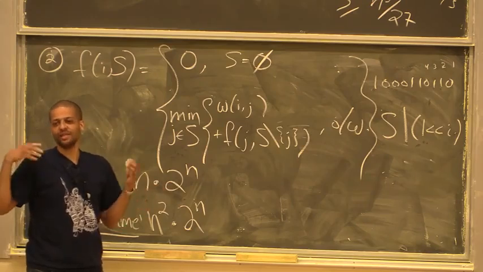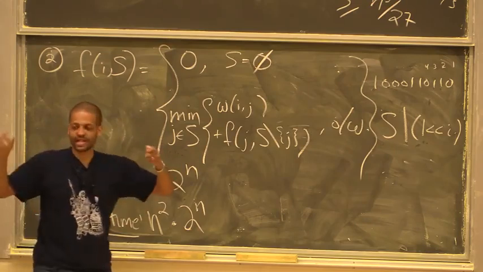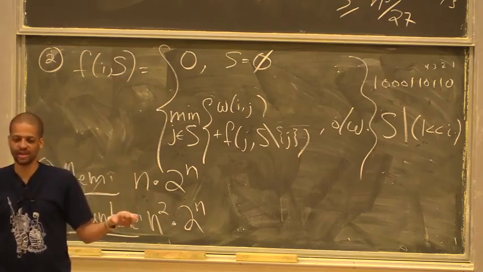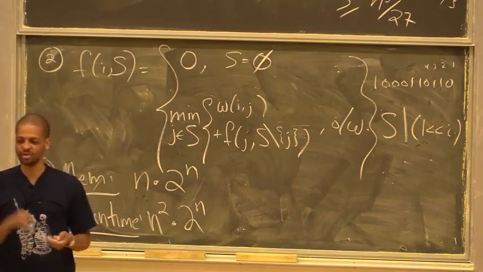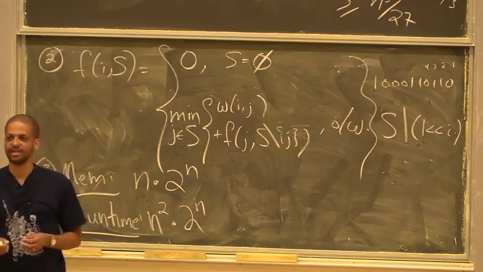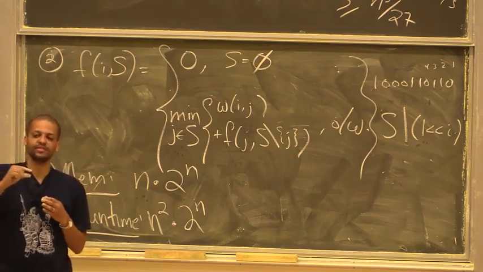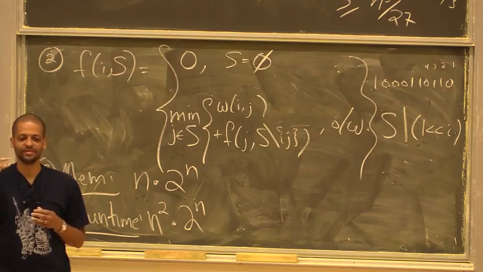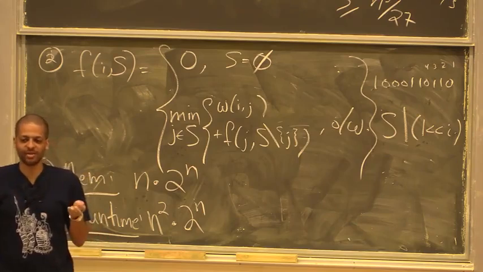So what's the maximum? If I ask you, look at all the numbers from 1 to n, how many subsets are there? There's 2 to the n, right? How many subsets are there of size 1? There's n choose 1. How many of size 2? n choose 2. Size 3, n choose 3. So my space is going to be proportional to the largest possible value of n choose k, right? And that happens when k is n over 2.